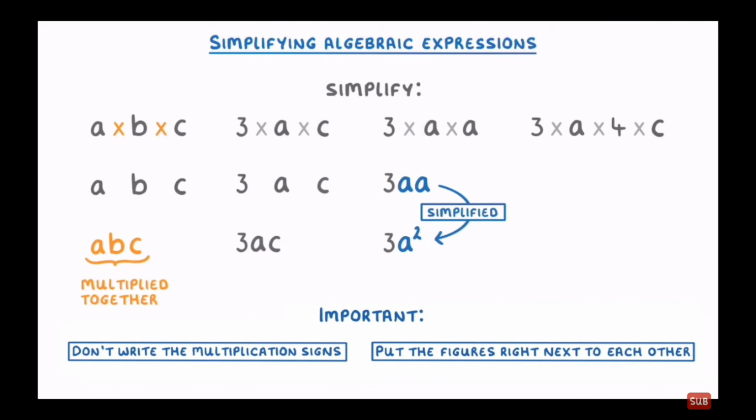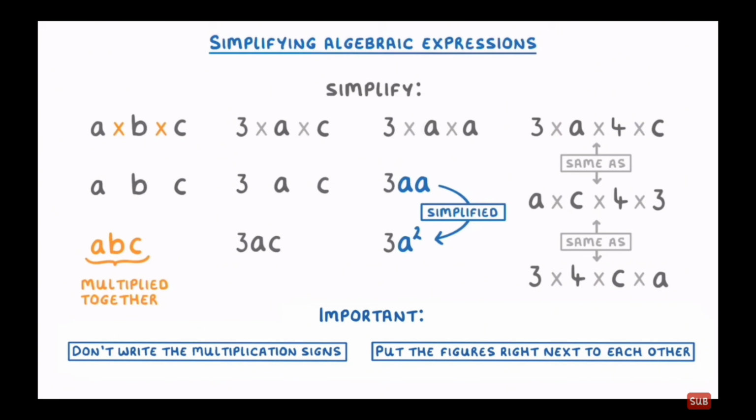In this next example, we have 3 times A times 4 times C. So we have two numbers and two different letters all being multiplied together. Because they're all being multiplied, it doesn't matter which order we do it in. So this question is exactly the same thing as A times C times 4 times 3, or 3 times 4 times C times A. As long as we're multiplying these four figures together, it means the same thing, and we're going to get the same answer.